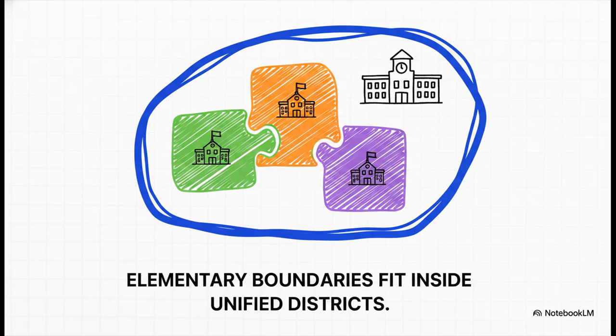So how do all these pieces actually fit together? Well, elementary boundaries are typically coextensive with high school or unified district boundaries. Basically, this means an elementary district usually fits right neatly inside the overarching borders of a higher grade district. It creates a layered system. But keep in mind, and this is important, exceptions absolutely exist thanks to specialized legislation or State Board of Education waivers.